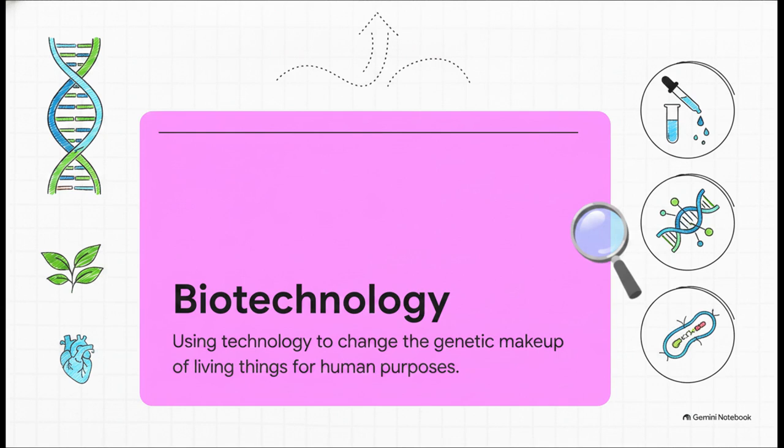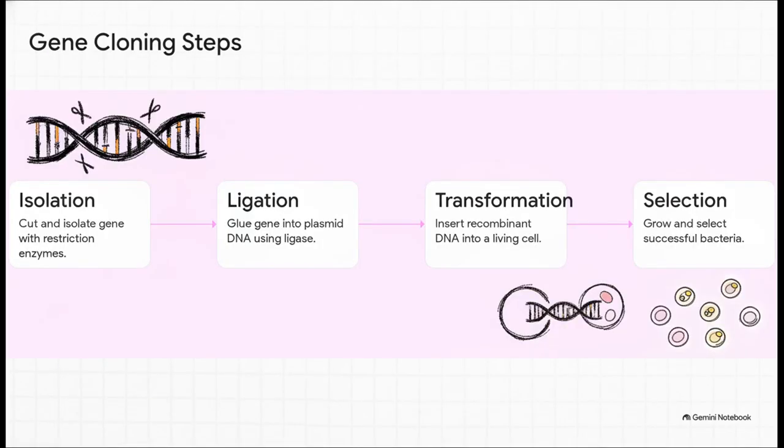We are going to look at 3 absolutely key methods scientists use to do this today. Method number 1 is gene cloning, which honestly acts like a biological cut and paste. We start with isolation, where we use restriction enzymes to essentially snip out the exact gene we want. Next up is ligation.